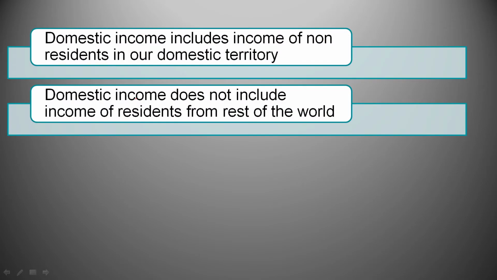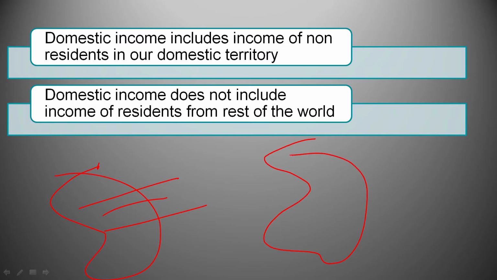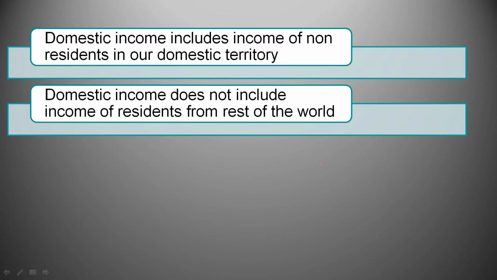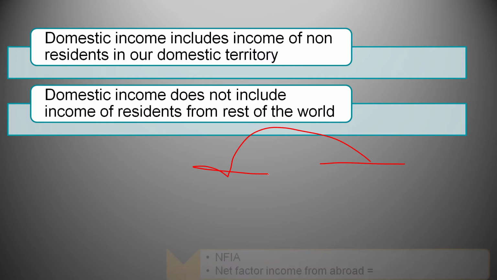Now we saw what domestic income is: income generated within the domestic territory of our nation, whereas national income is generated by our residents. Domestic income includes the income of non-residents who live in our domestic territory. They may not be our residents, but if they live in our domestic territory, domestic income includes that income. Domestic income does not include income from the rest of the world, so our residents who live in the rest of the world, their income is not included. So how do we convert domestic income into national income?